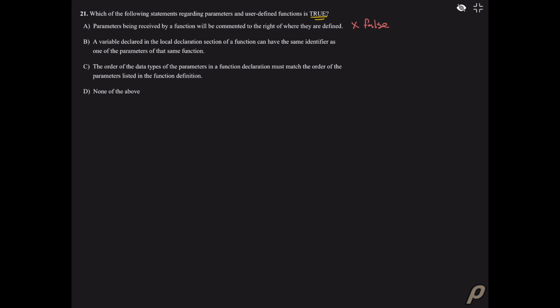All right, so moving on to B. It states that a variable declared in the local declaration section of a function can have the same identifier as one of the parameters of that same function. Keyword there, same function. Basically what this is saying is we have a variable and we have a parameter, both within the same function, that have the same name. So what would that look like? That would look something like this.